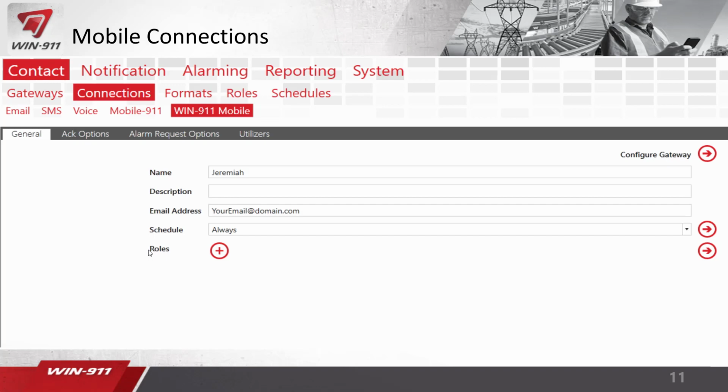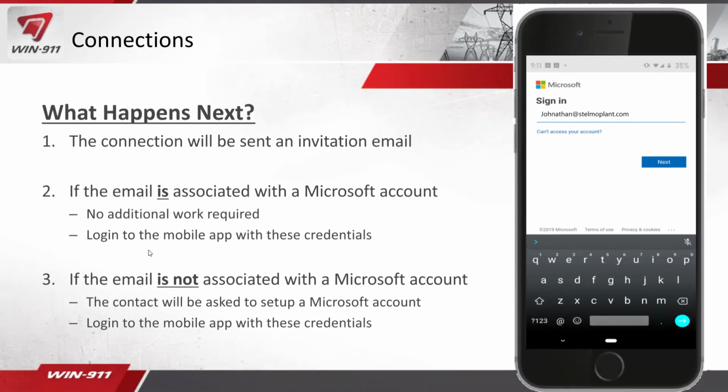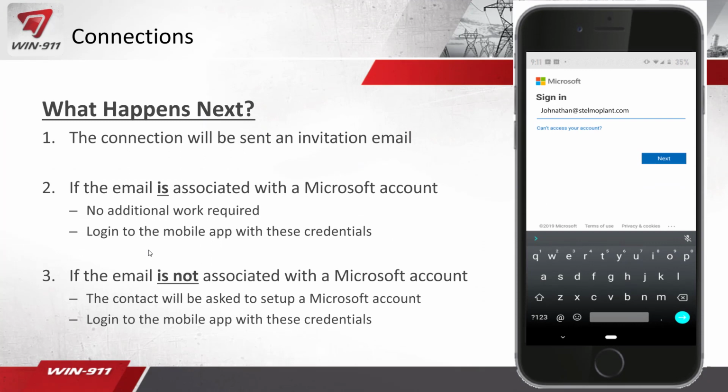Now, when it sends that invitation email, if the email is associated with a Microsoft account already, then it's already activated in Microsoft's Azure site. There's nothing else you need to do. Just log into your app with those credentials.